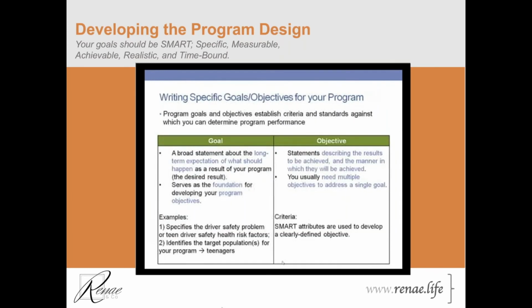Another way to make sure that you're defining SMART goals and objectives versus just overall goals for a program is to be very clear about the difference between a goal and an objective. A goal is simply a broad statement or a long-term expectation that we have about what we want to have happen as a result of our program. It's the foundation for our objectives. But our objectives describe the exact results that we want to achieve and how we are going to achieve them. And sometimes we need multiple objectives to reach our goal. Here's an example of the difference between a goal and an objective.